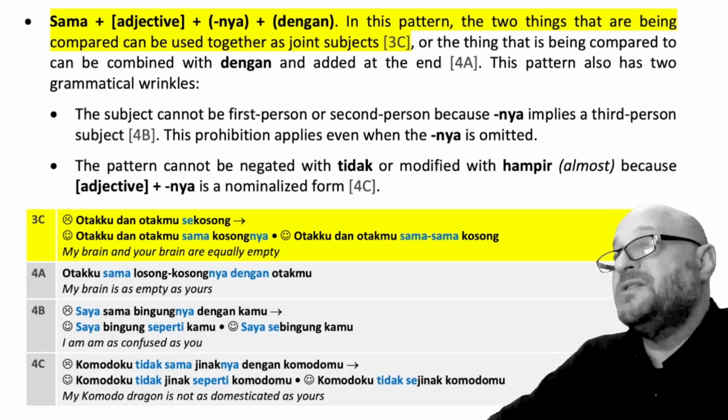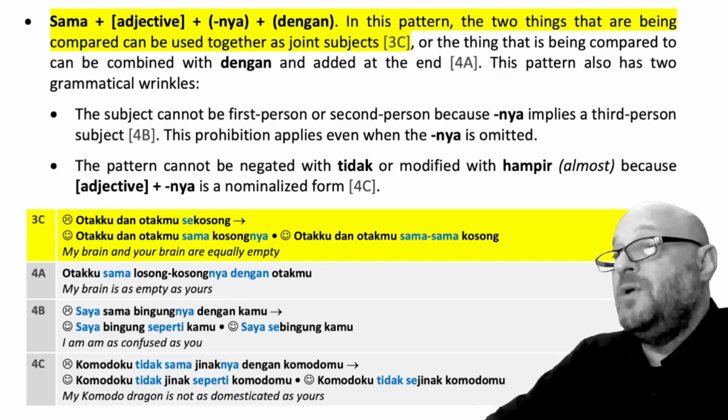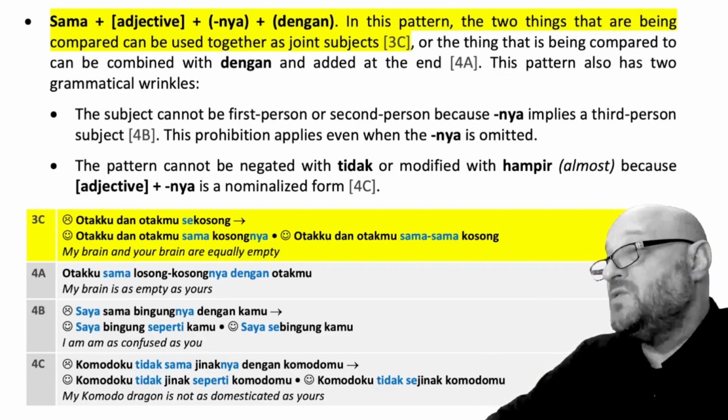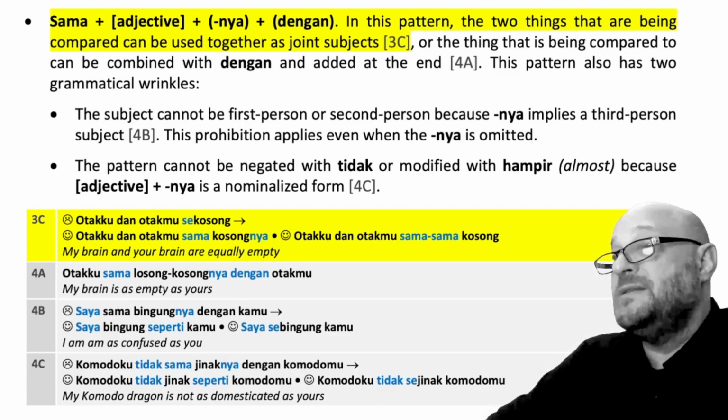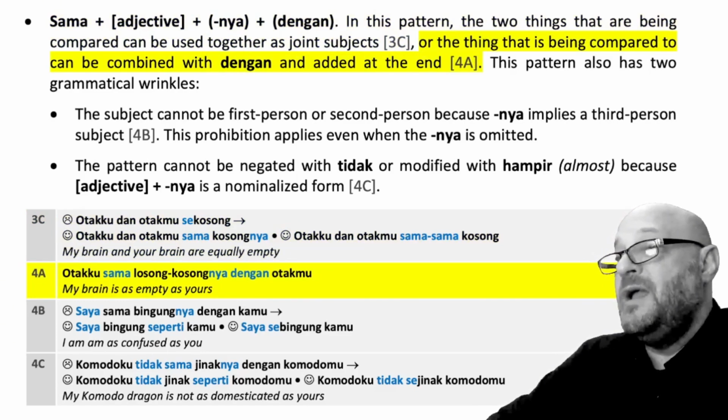Sama plus adjective plus nya plus dengan. In this pattern, the 2 things that are being compared can be used together as joint subjects. So, for example, otaku dan otakmu sekosong is awkward, so you can say instead, otaku dan otakmu sama kosongnya. Or the thing that's being compared to can be combined with dengan and added at the end. Example 4a, otaku sama kosong kosongnya dengan otakmu. My brain is as empty as yours.